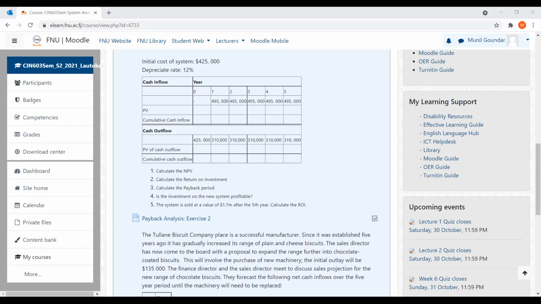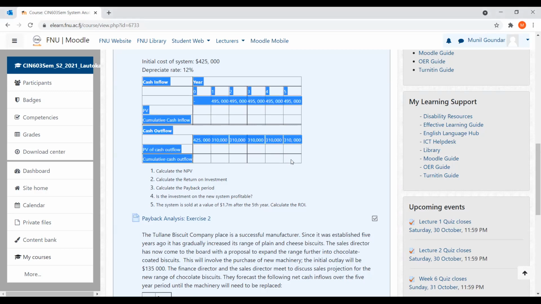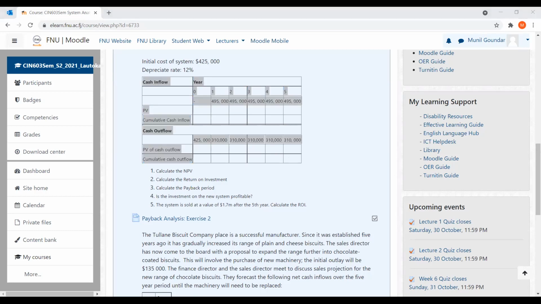Now, the depreciate rate, sometimes it may be labeled as discount rate. Sometimes it may be just written as rate. So if it's any of those 3, you should know that that's the discount rate. In fact, in this kind of questions, in payback analysis, you only have one of the rates, okay? So I'll quickly copy the entire of these and paste it in here. So this is what I have.